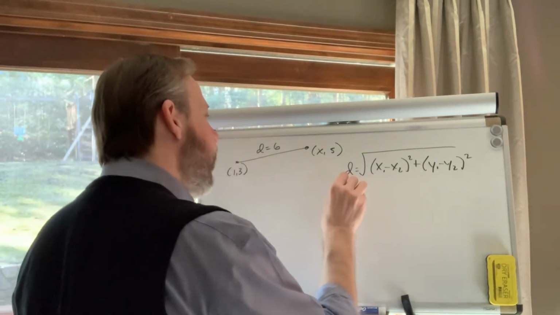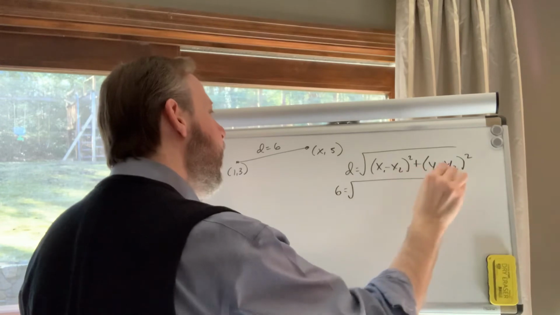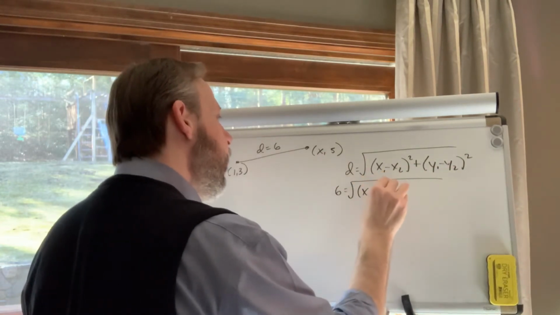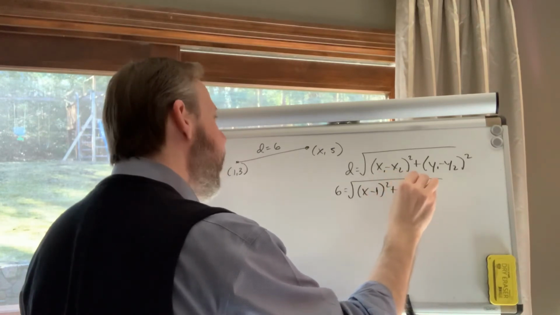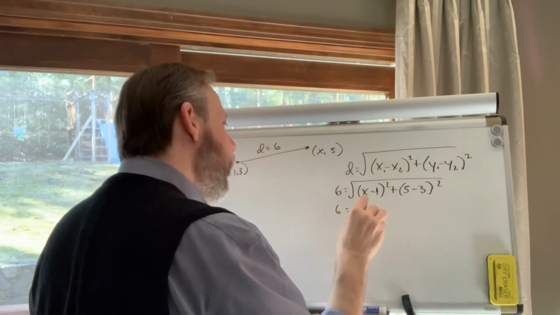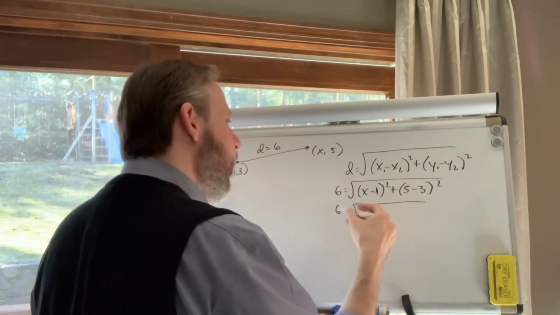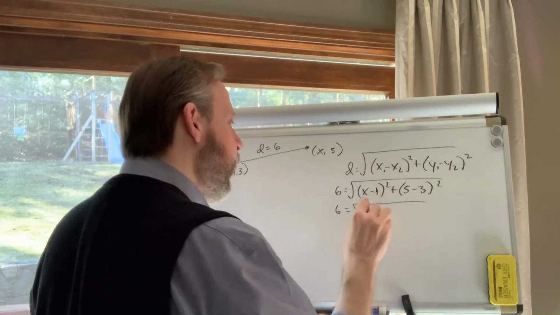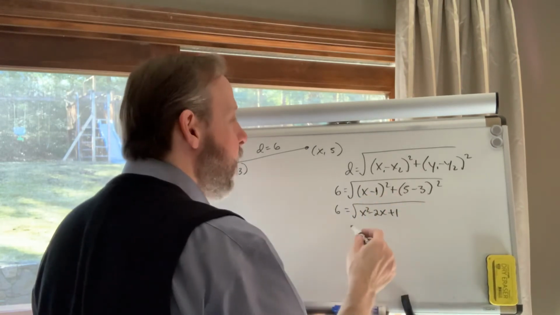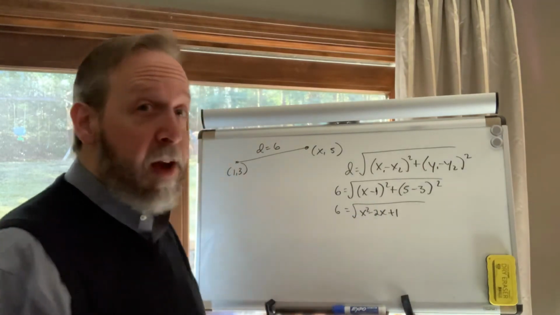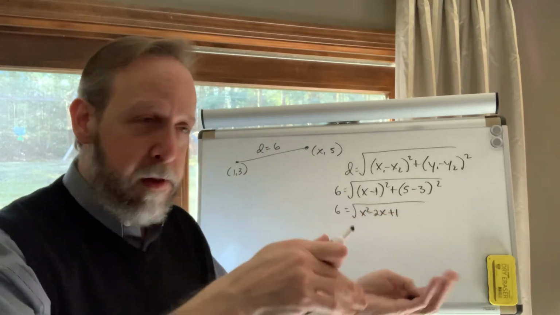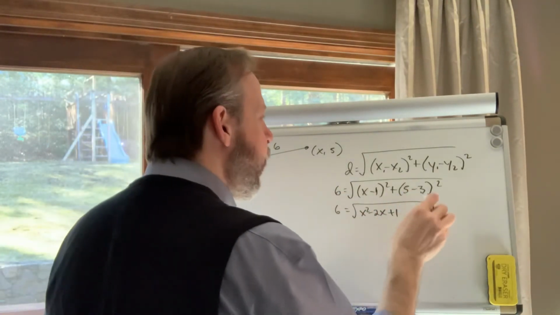The distance here was 6. So I'm going to go 6 equals the square root of (x minus 1) squared plus (5 minus 3) squared. Under the square root, I'm going to expand that. (x minus 1) squared is x squared minus 2x plus 1. If you FOIL it out, you'll see that's what you get. If you can't just do that in your head, then by all means, expand it and FOIL. 5 minus 3 is 2, and 2 squared is 4.